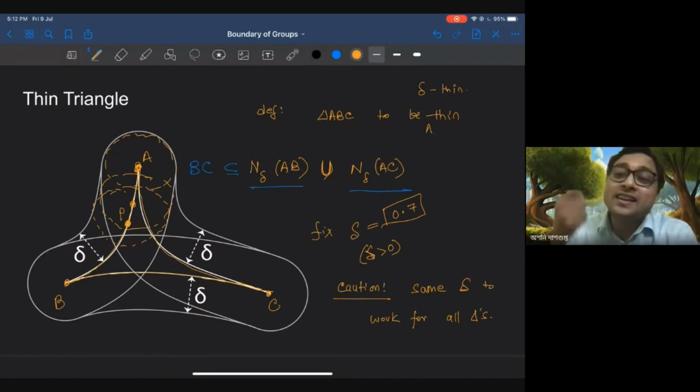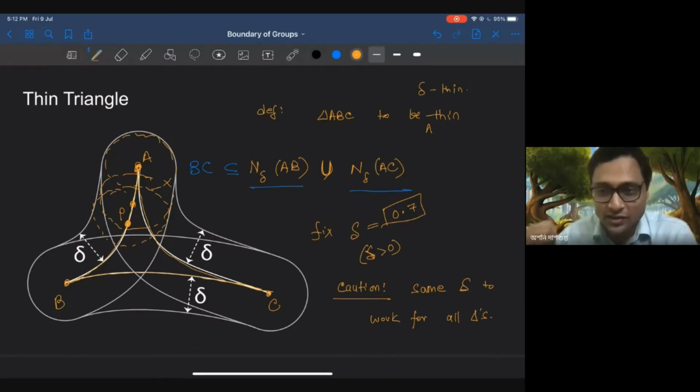You draw any triangle on the board, on this special board. Okay, this is a very special board, of course. In general, we will see that the triangles are not actually thin. So you draw any triangle on your special board.